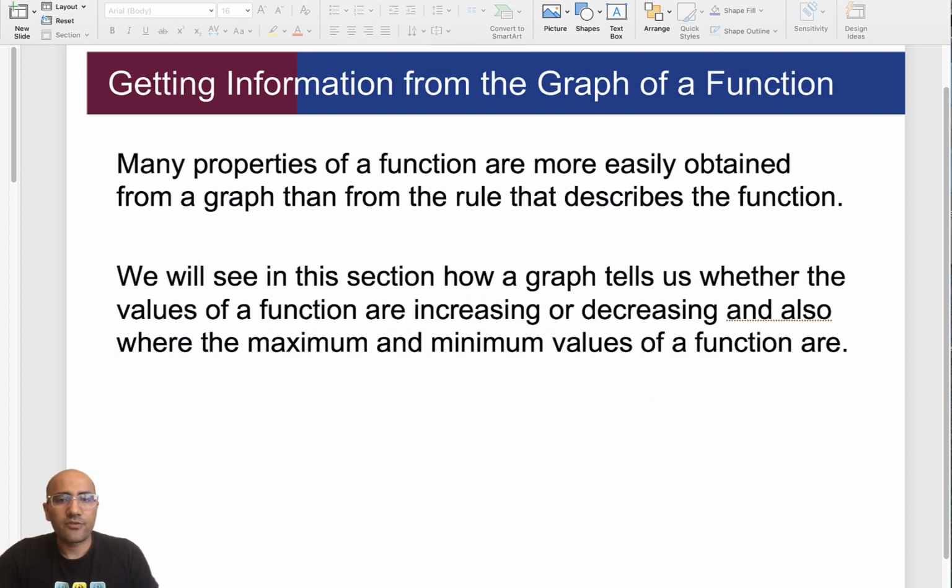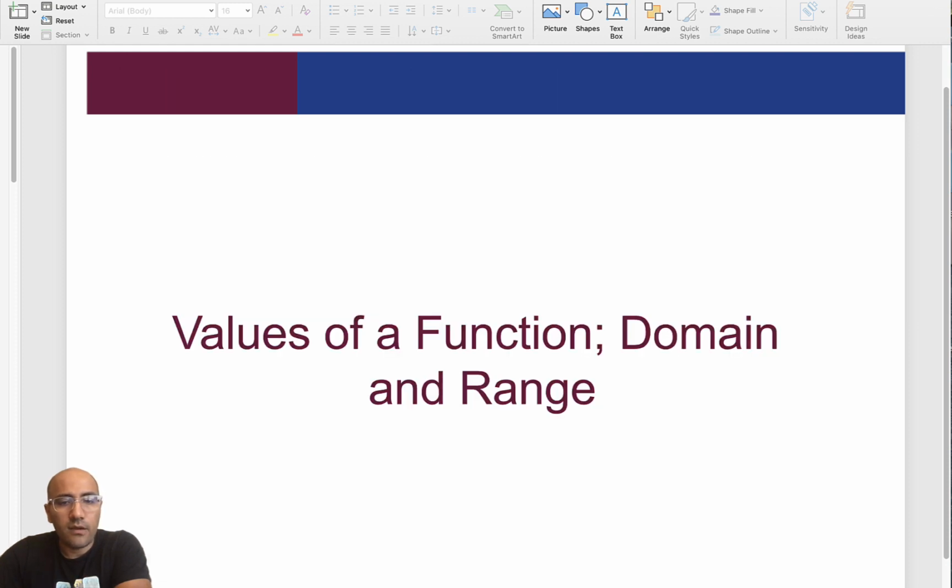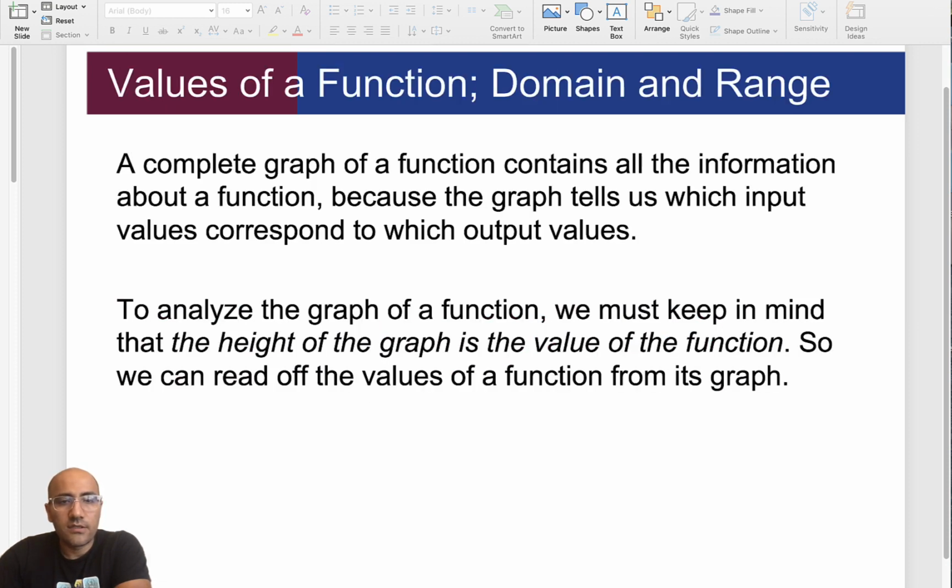So many properties of functions are more easily obtained from a graph than from the rule that describes the function. We will see in this section how the graph tells us whether the values of the functions are increasing, decreasing, and the maximums and minimums of the functions. So first of all, domains and ranges. As we've seen before, the domain is all the possible input values. The range is all the resulting output values.